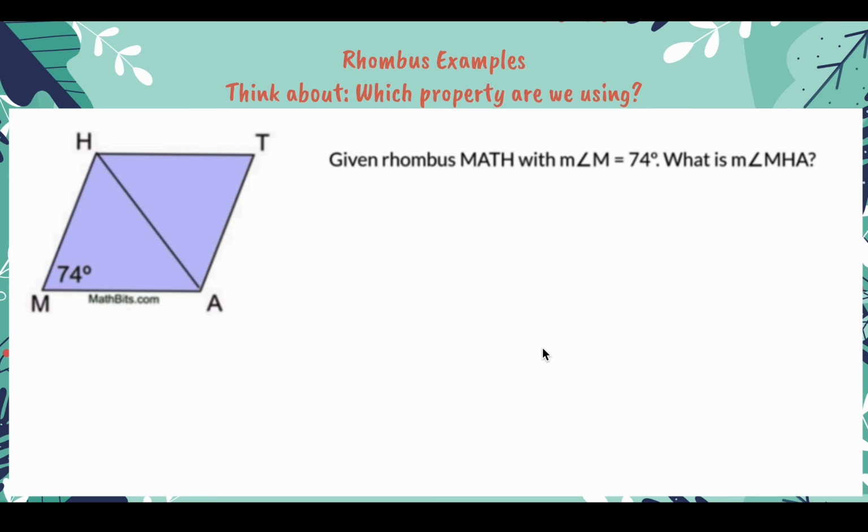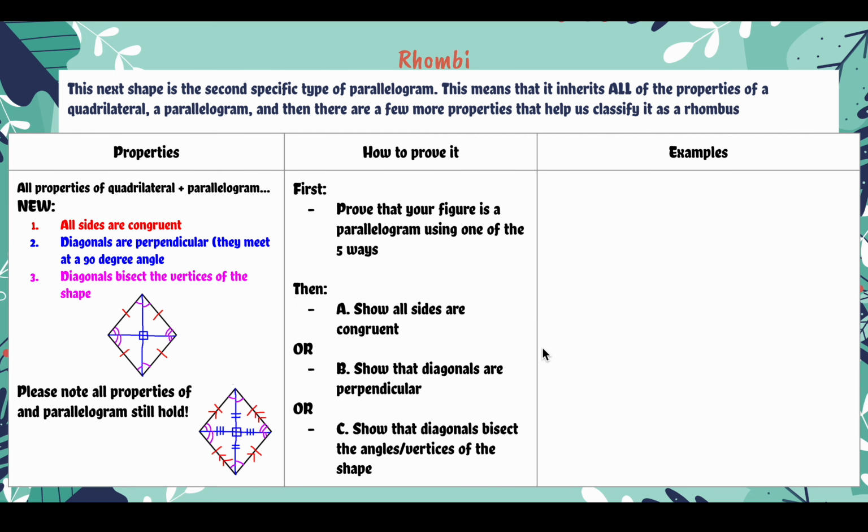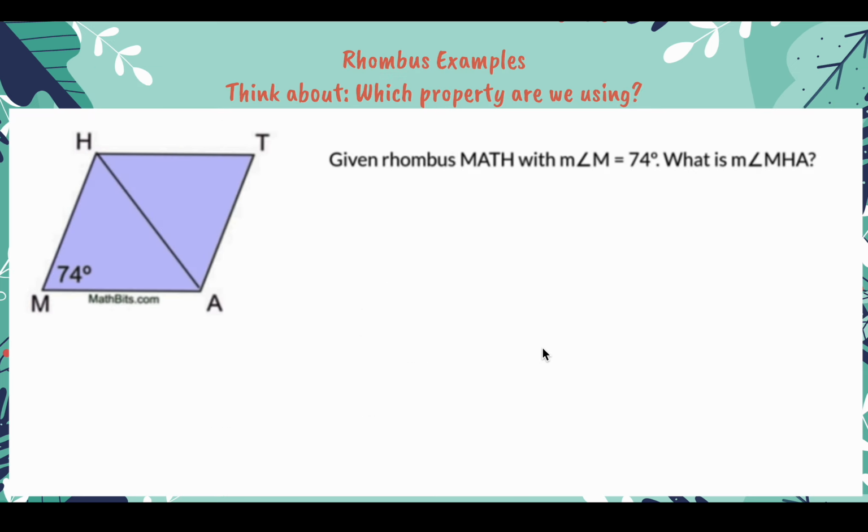So again, when we're doing these examples, you want to think about what property we are using. And again, I'll probably consistently go back to this slide where we're likely going to be referring to the three new properties of a rhombus, but we can still always refer back to any of the properties of a parallelogram as well, right? Because a rhombus is a type of parallelogram. So let's get right into this.